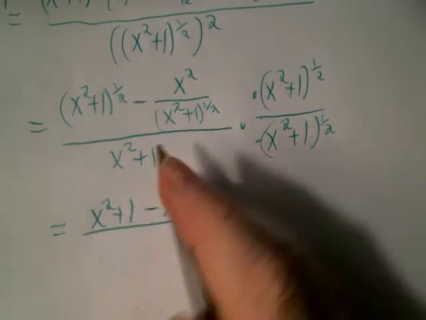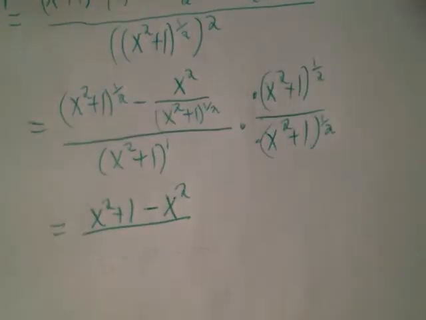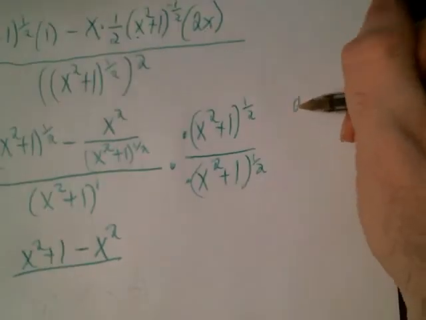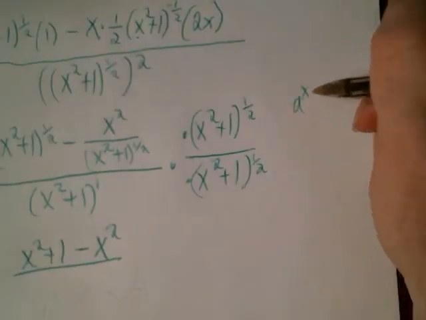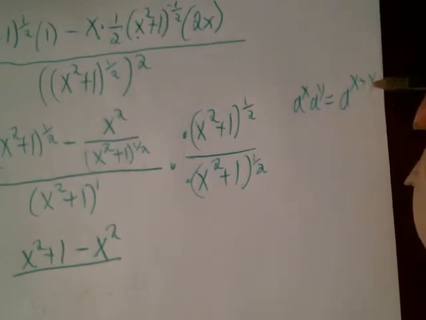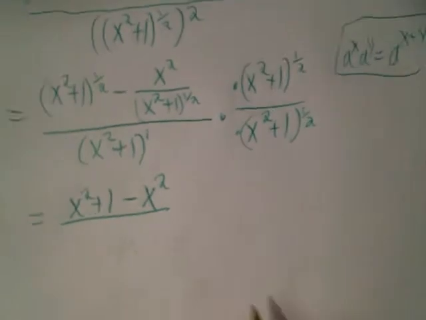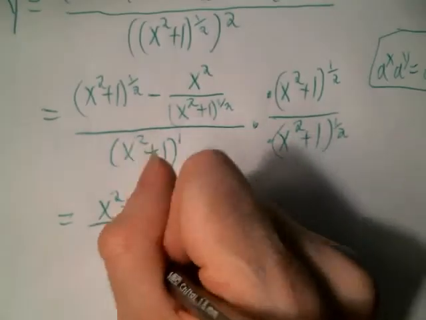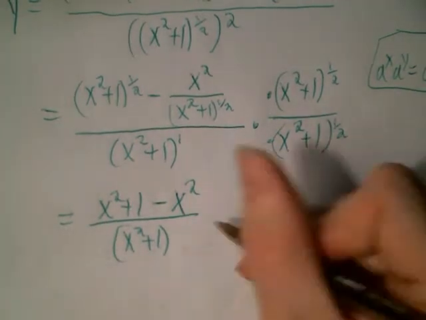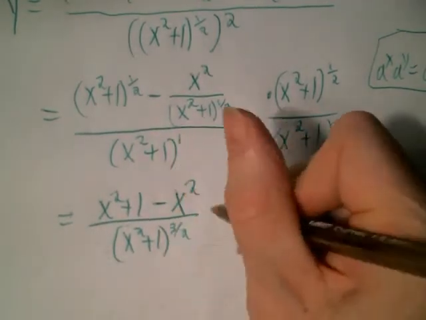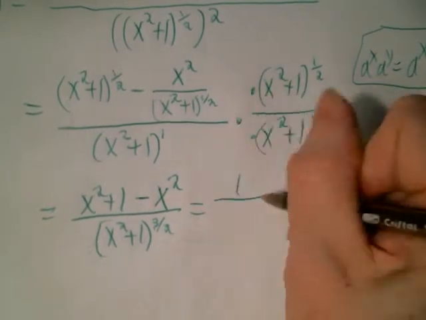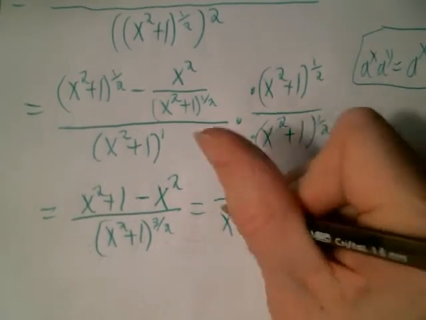And then this times this, you are adding exponents because you really have a like base scenario. Remember, when you have like bases, a to the x times a to the y, you add the exponents, so that'd be a to the x plus y. So downstairs I have x squared plus 1 to the 1 plus 1/2. 2 halves plus 1 half is 3 halves. x squared minus x squared is just 0, so it's 1 all over x squared plus 1 to the 3 halves.